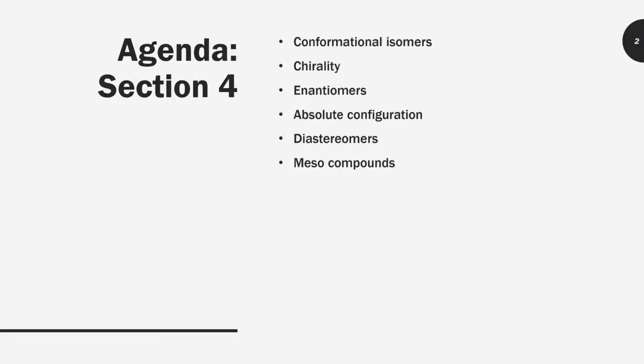So here's just what I'm going to go over. First thing we talked about was conformational isomers, different types of stereoisomers. And section 4 is stereochemistry. And then we have chirality, enantiomers, absolute configurations, that's R or S, diastereomers, and meso compounds.